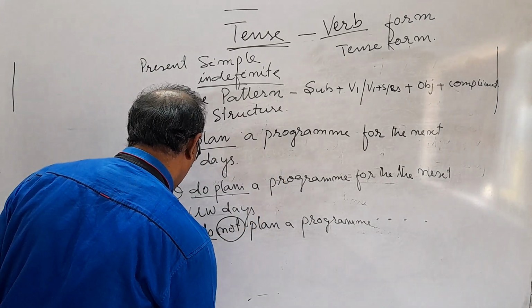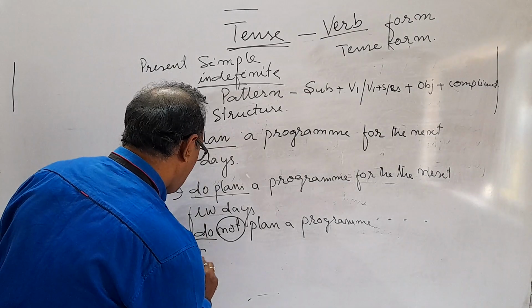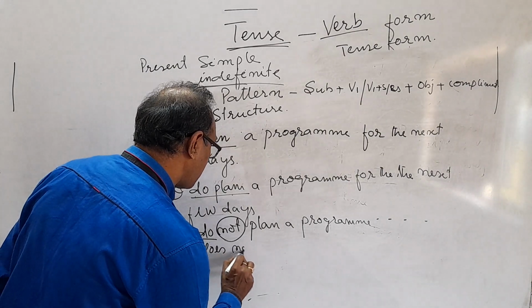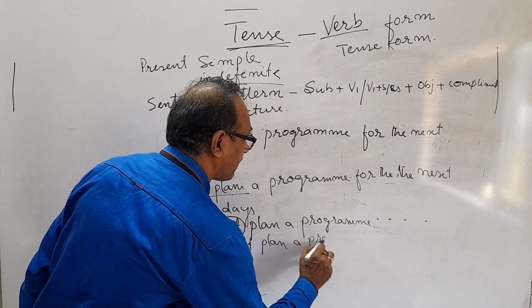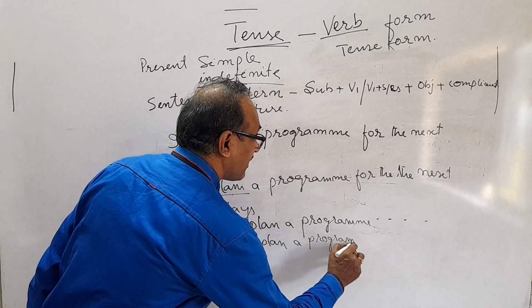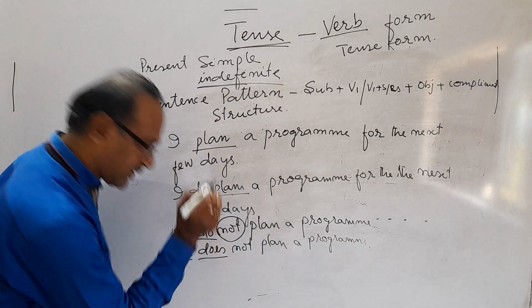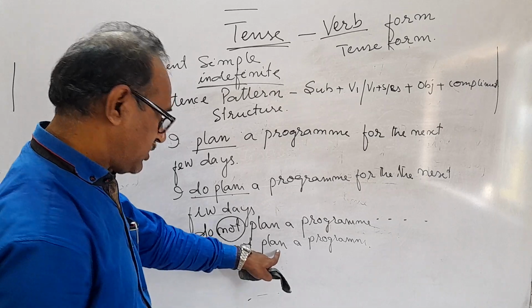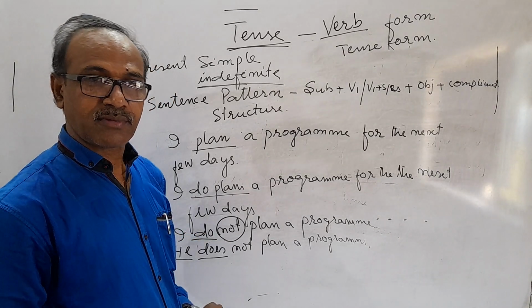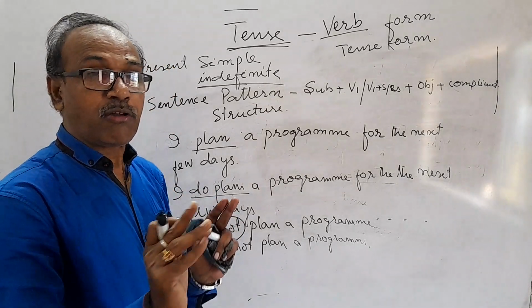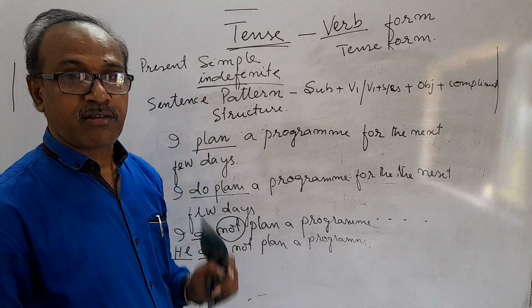If it is he, then he does not plan a program. Okay, so in case of "he," it becomes "does," because this was "plans." That's why it is "does plan." Okay, this is the principle we have to follow while dealing with this present simple.